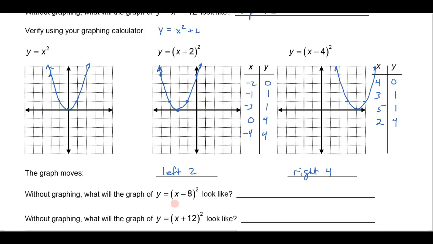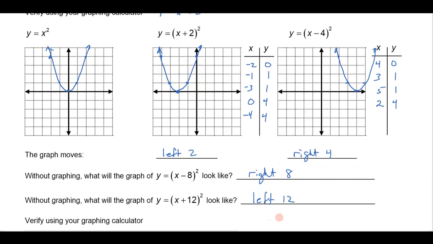All right, so without graphing, I'll bet you can tell that the graph of y equals (x minus 8) squared is going to look just like y equals x squared, but it's going to be moved to the right 8 units. And (x plus 12) quantity squared is going to again be the same graph, but it's going to be moved to the left 12 units. Okay, let's just verify that on our calculator.